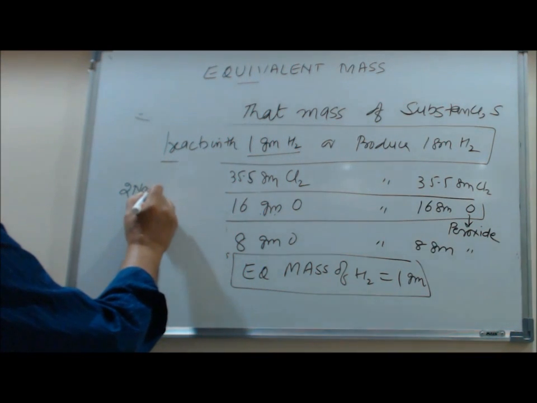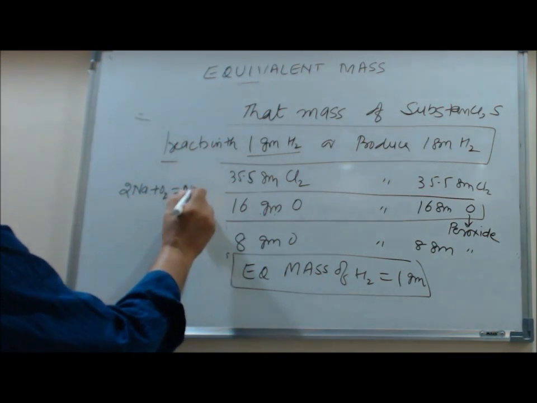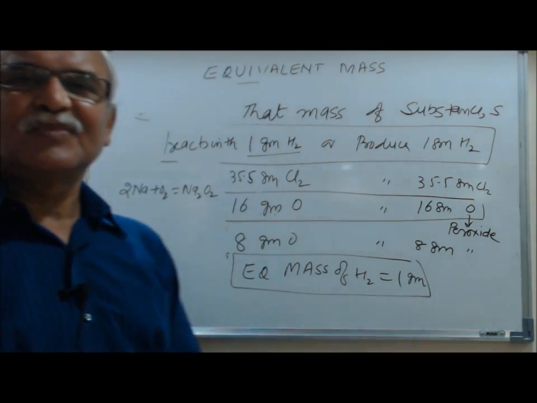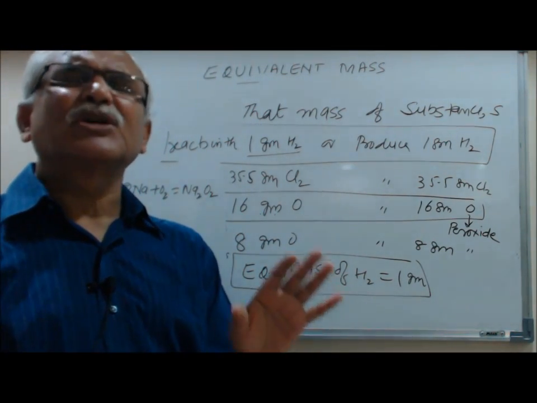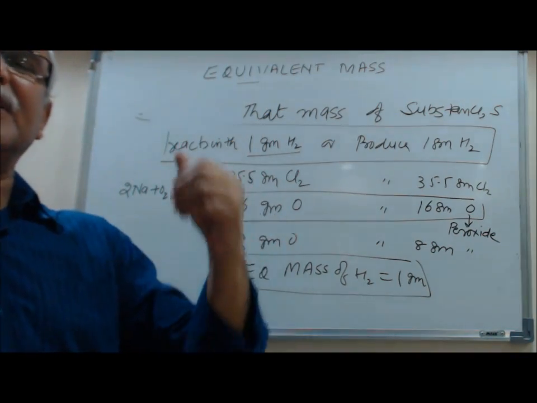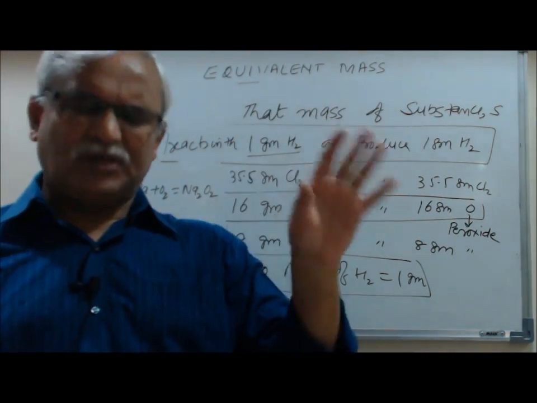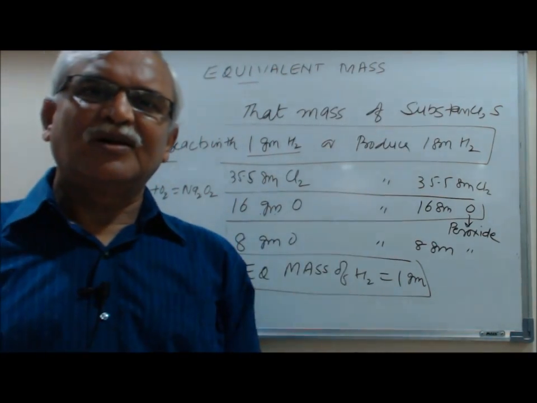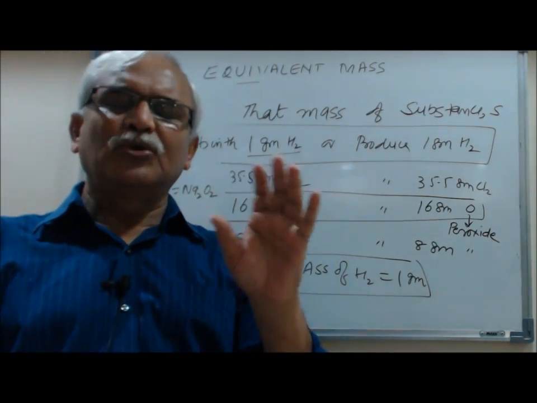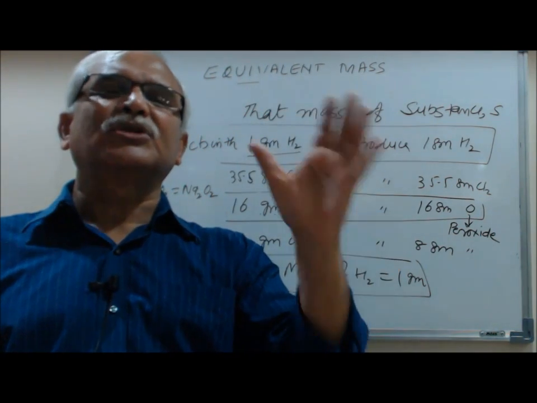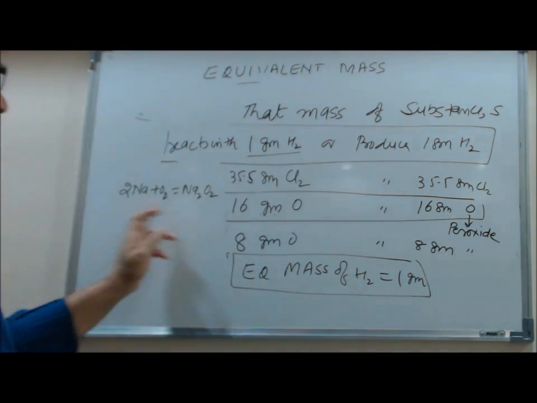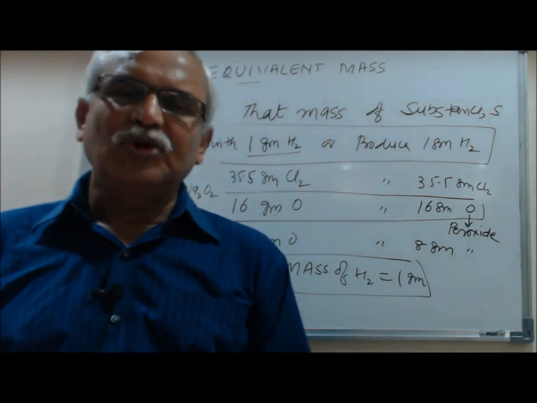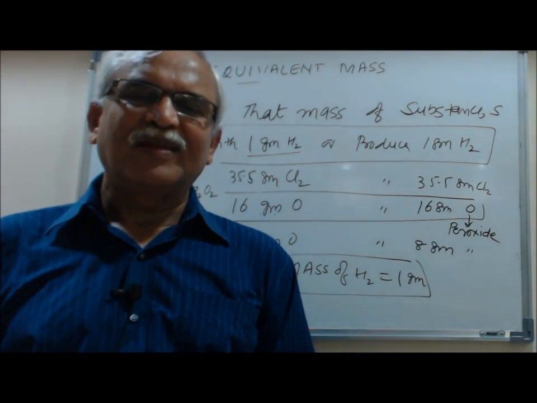Sodium reacts with oxygen to give sodium peroxide by this reaction. Suppose for sake of discussion we did not know that sodium reacts with chlorine. Suppose we did not know that sodium reacts with hydrogen. Go back in the history of time. Suppose we knew sodium only reacts with oxygen to give peroxide as per this equation. I do not know the equivalent mass of sodium. How do you find out?